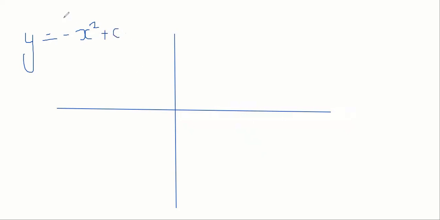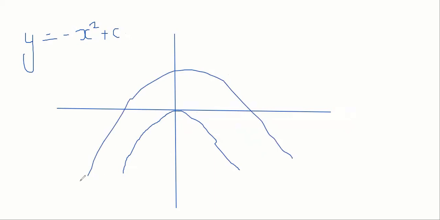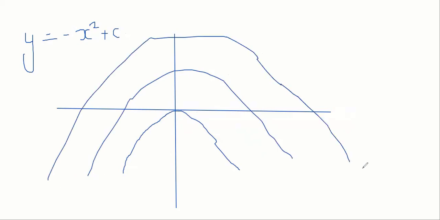If you see parabolas, some are like this, right? These are parabolas. So y equal to minus x square plus c is a standard equation of parabola where the axis is the y-axis. This everybody knows. There is nothing new here.